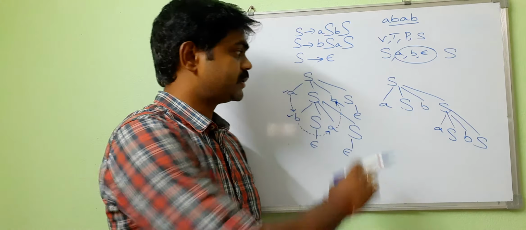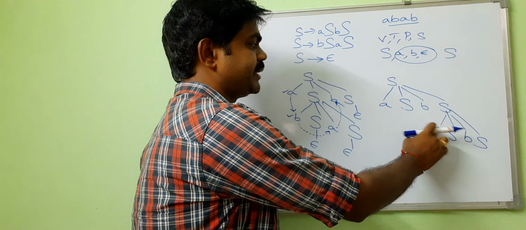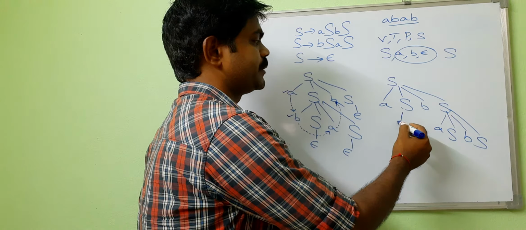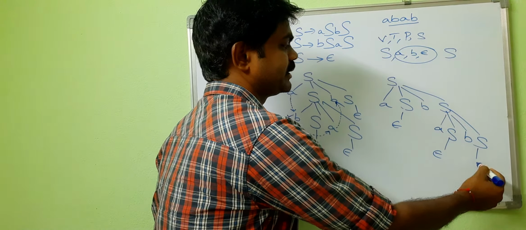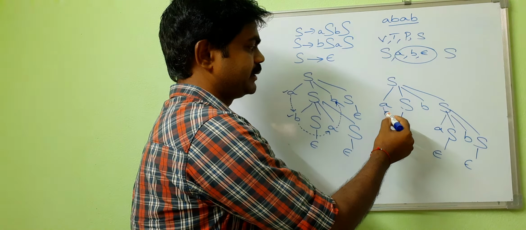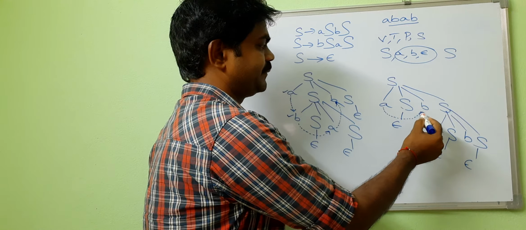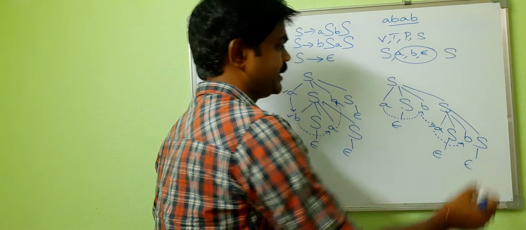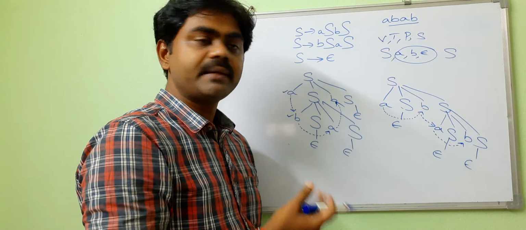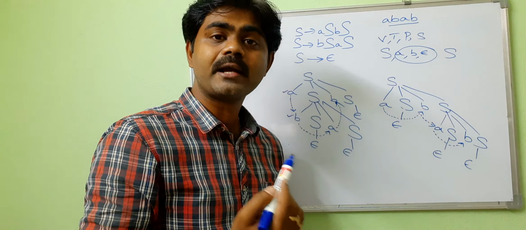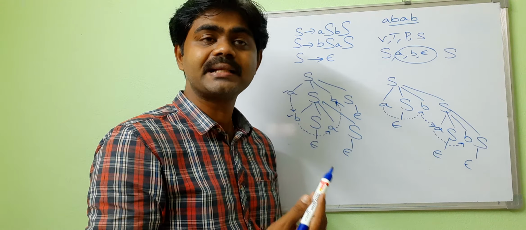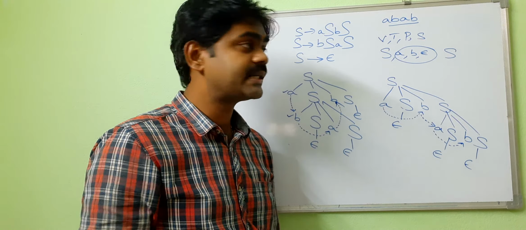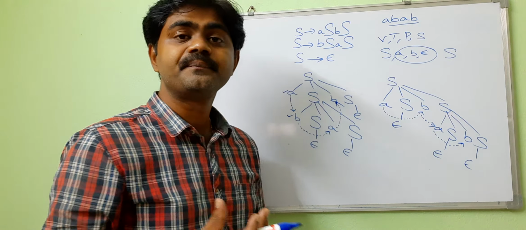So A, B, again I substitute ASBS. Now in the place of S, I can substitute epsilon, epsilon, epsilon. So A, leave epsilon, B, A, leave epsilon, B. So this is the string I need to get, right? So I got more than one parse tree, so I can clearly say that the given grammar is an ambiguous grammar.